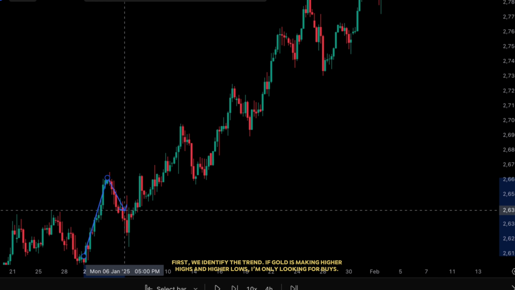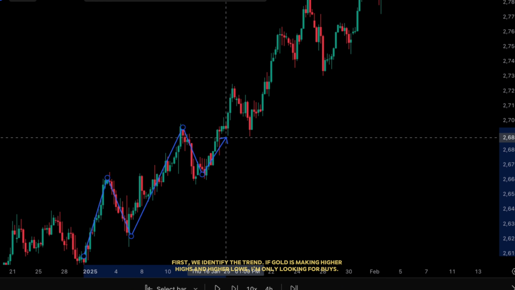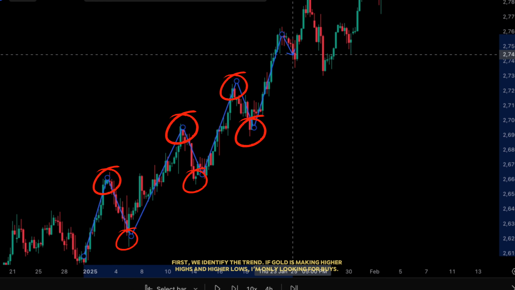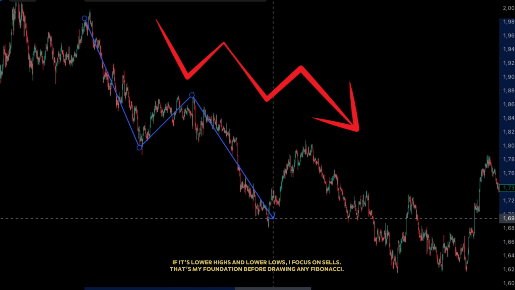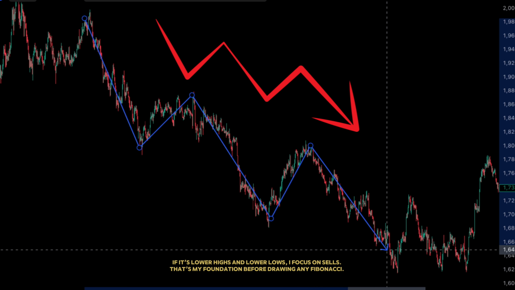First, we identify the trend. If gold is making higher highs and higher lows, I'm only looking for buys. If it's lower highs and lower lows, I focus on sells. That's my foundation before drawing any Fibonacci.